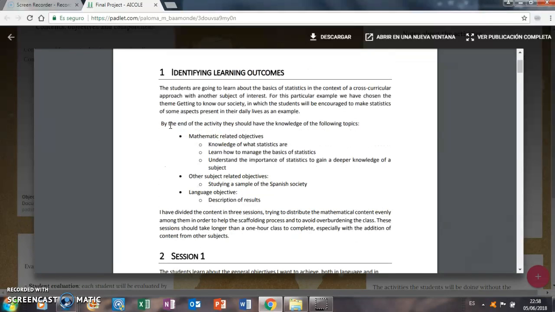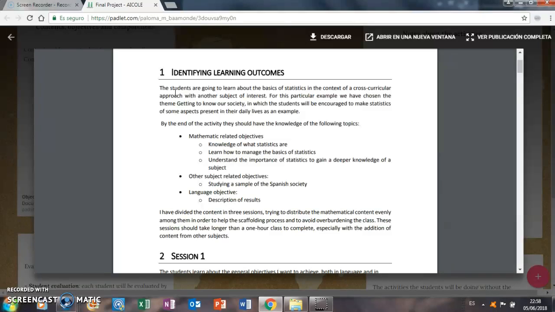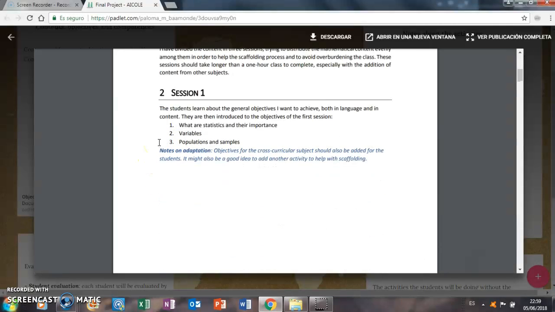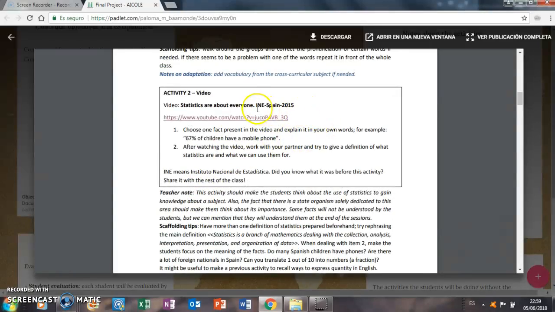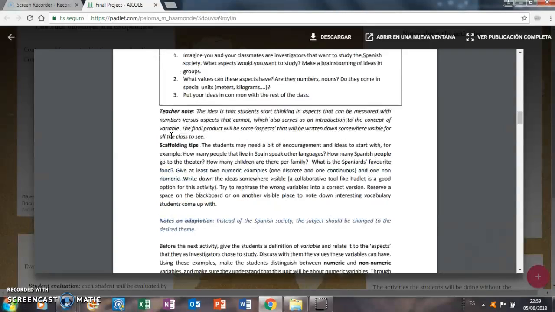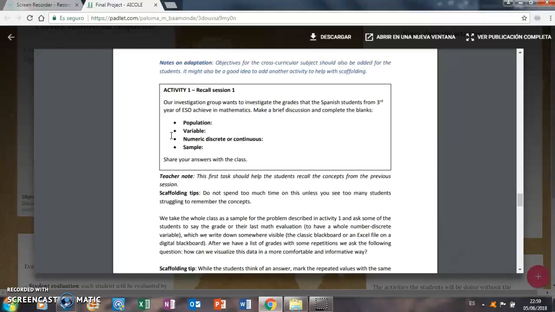Now, the subject of this activity would be getting to know the Spanish population. So, we have 3 or 4 sessions. I still don't know, and the reason is I don't know how much time these sessions can take. I have a feeling they can take more than an hour each, because the maths part, even though it's basics, can take some time to scaffold and to make sure the students really understand it. So basically, we start off with vocabulary, then we see a video from the INE, and we start dwelling on statistical concepts like variables or population or sample and so on through the activities.